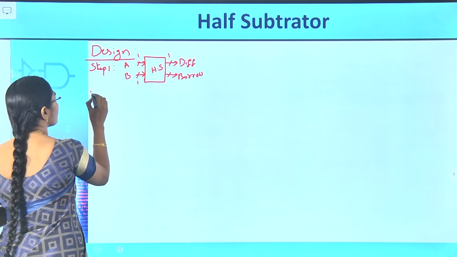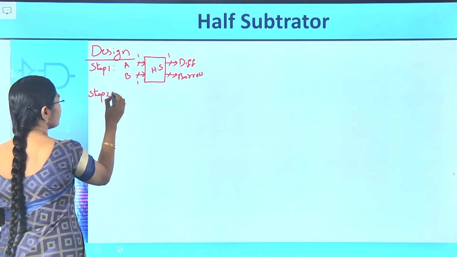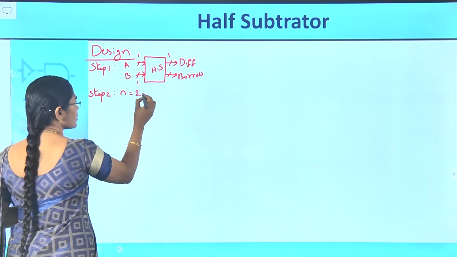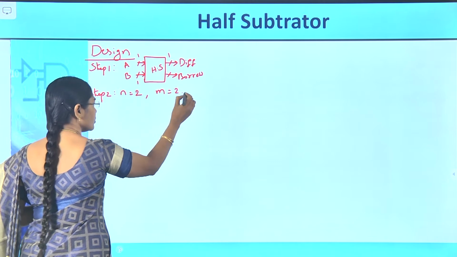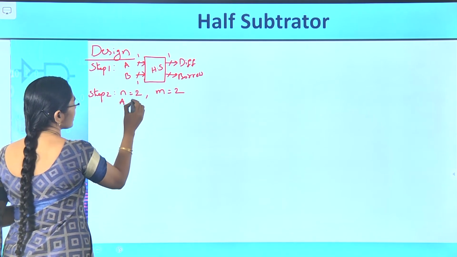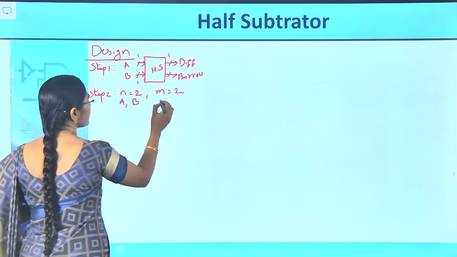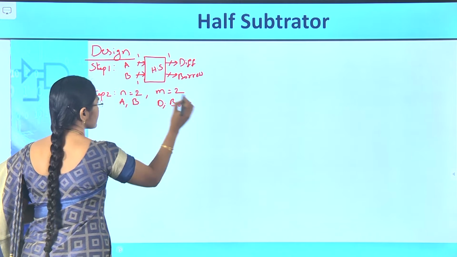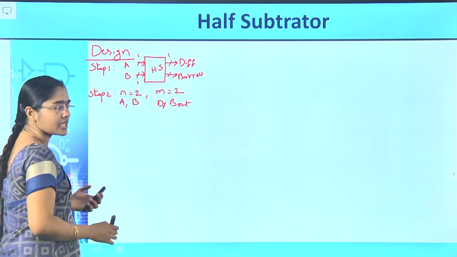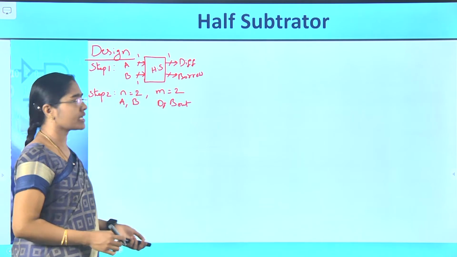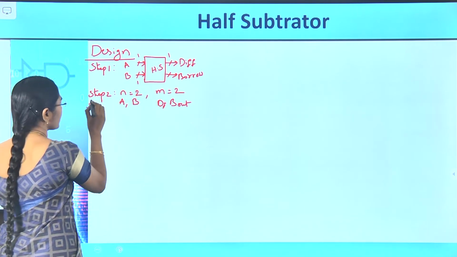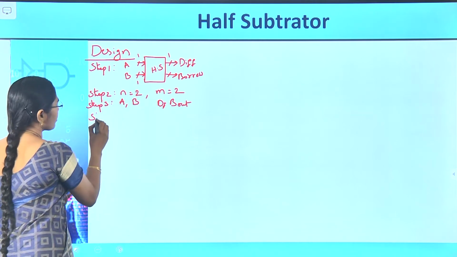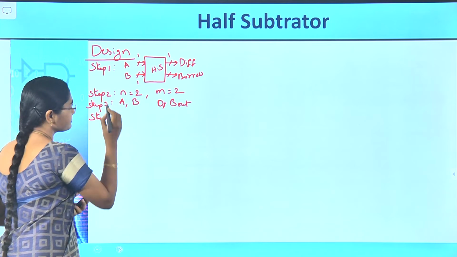For this, what is step 2? Identifying the number of inputs and outputs. We already defined it in the first step itself. The number of inputs is 2 and the number of outputs is also 2. The names given to the inputs are A, B, and for the outputs, difference and borrow. Difference is represented as D and borrow is represented as B out. That is step 3.